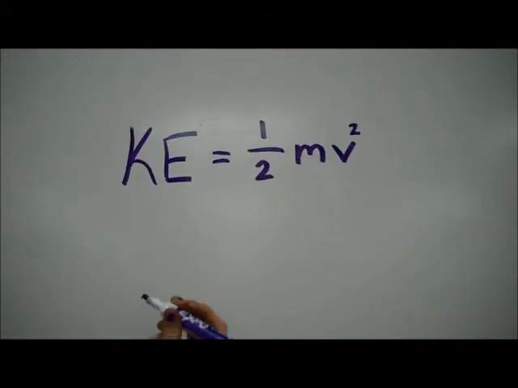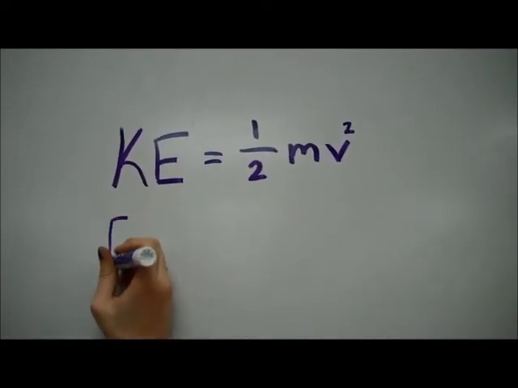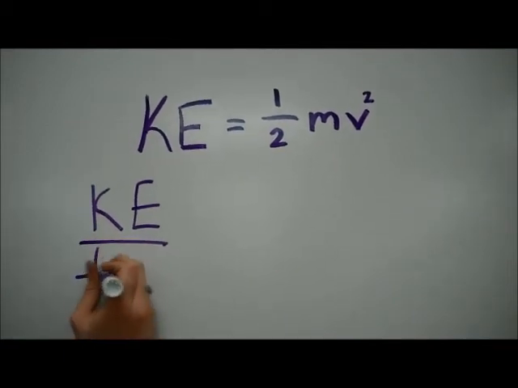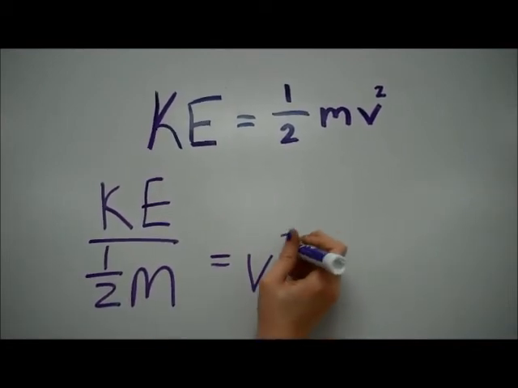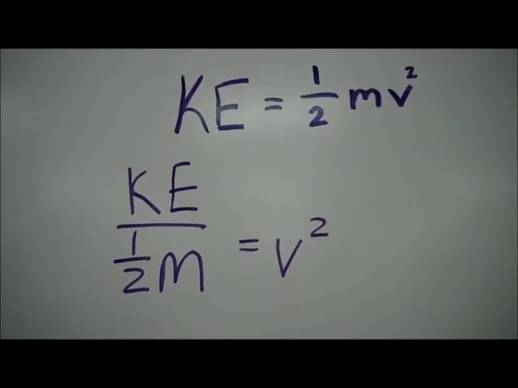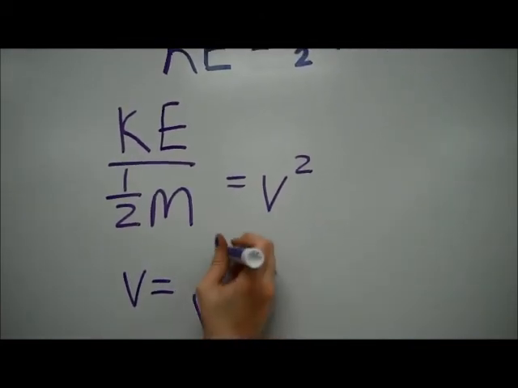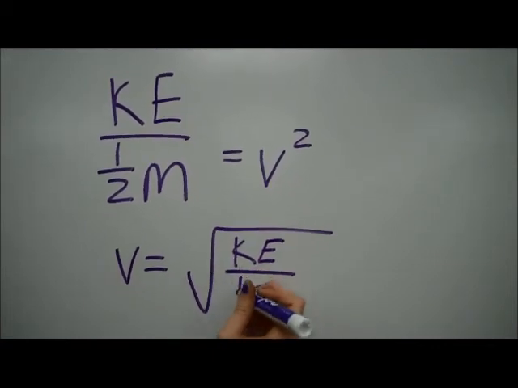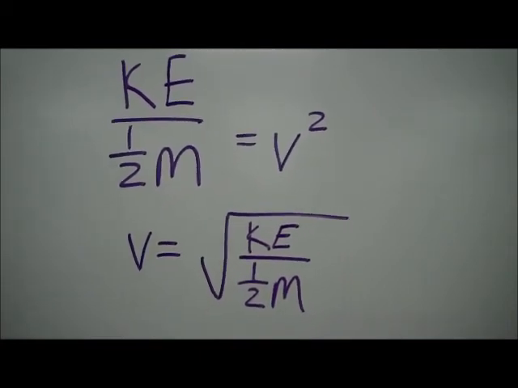What we do is we divide each side, KE or kinetic energy, by 1/2 m, which equals v squared. Then, to solve it further, we would square root the whole problem. So velocity equals the square root of kinetic energy over 1/2 mass. And that is how you would solve for velocity.